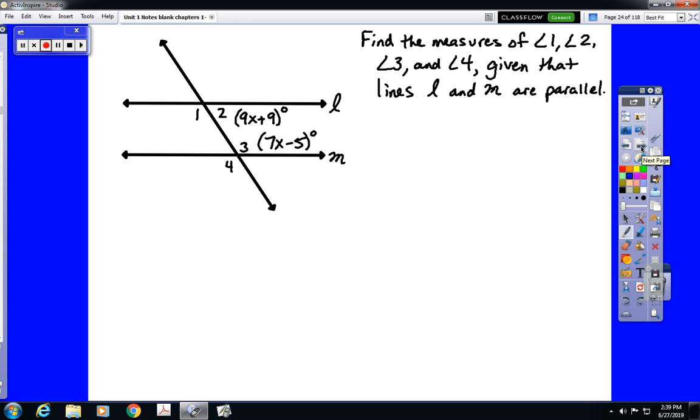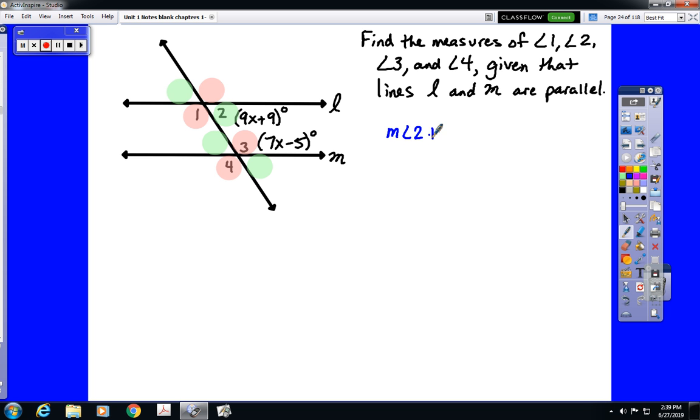Find the measures of angles 1, 2, 3, and 4, given that lines L and M are parallel. So again, as soon as we start, we should notice that 4 of those angles are obtuse, and 4 of those angles are acute. The 4 obtuse angles are equal, the 4 acute angles are equal. Now, we are given information about angles 2 and 3.